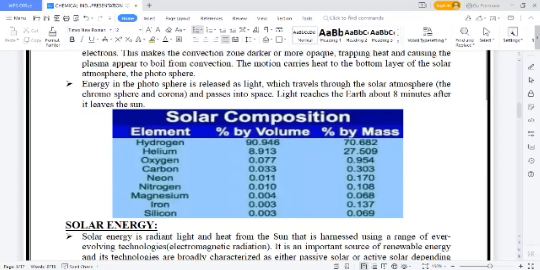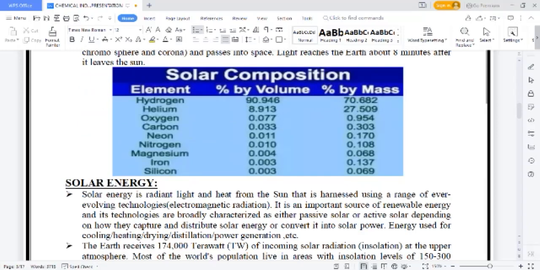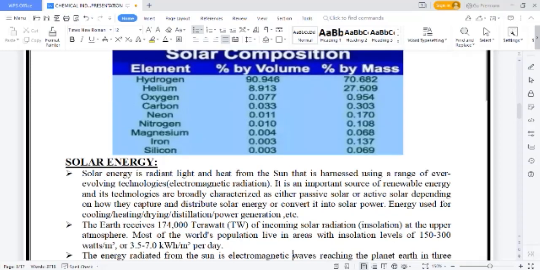Now, what is solar energy? Solar energy is the radiant light and heat from the sun, electromagnetic radiation, that is harnessed using a range of ever-evolving technologies. It is an important source of renewable energy, and its technologies are broadly characterized as either passive solar or active solar, depending on how they capture and distribute solar energy or convert it into solar power. The energy is used for cooling, heating, drying, distillation, and power generation processes.